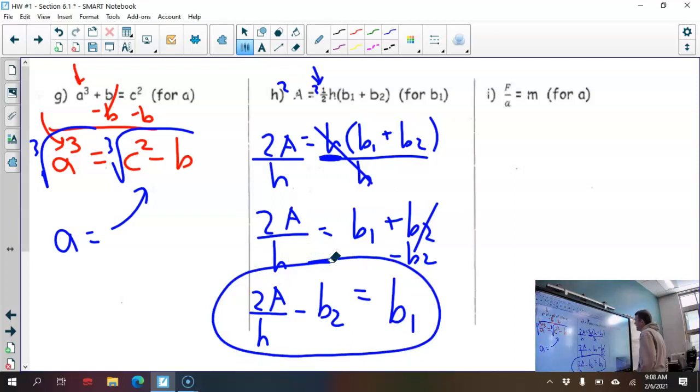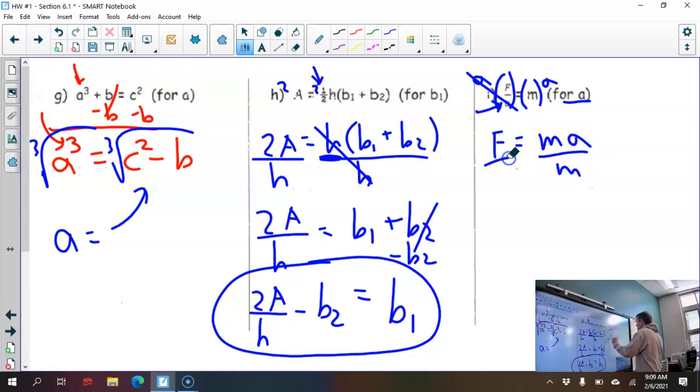All right, then last up, again, I want to emphasize this. The a that you're trying to solve for is in the denominator. To get it out of the denominator, you need to multiply both sides by it. That cancels the denominator and gives you f equals ma. Then you can get the a by itself by dividing by m. And there's your answer, a equals f over m.